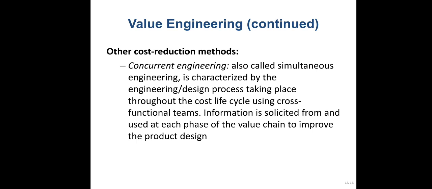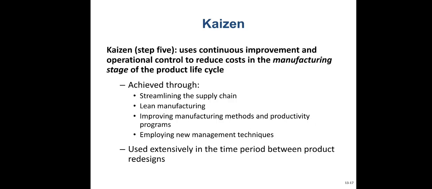The cost reduction method, concurrent engineering, also called simultaneous engineering, is characterized by the engineering or design process taking place throughout the cost life cycle using cross-functional teams. Information is solicited from the users at each phase of the value chain to improve the product design. So this is still about how to reduce costs.